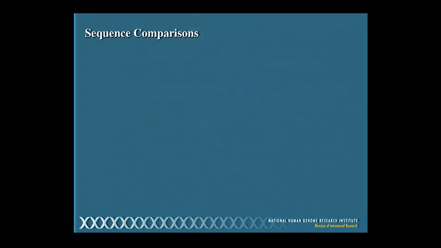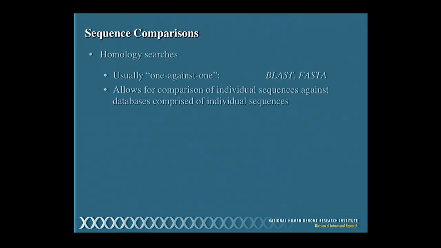Okay, so where we left off last week was we were talking quite a bit about homology searches. And in thinking about that, we spent a lot of time talking about BLAST. You can think about BLAST as essentially a one-against-one way of looking at sequence comparisons. You start with a sequence of interest, and you compare that one by one to a collection of sequences in some public database or perhaps in a list of sequences that you've compiled yourself. So really, again, one against one.